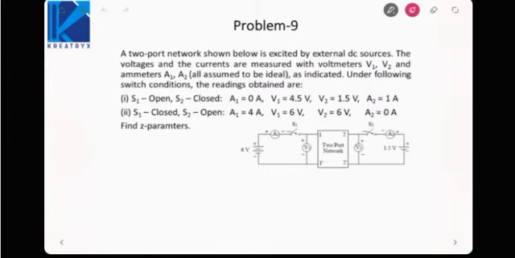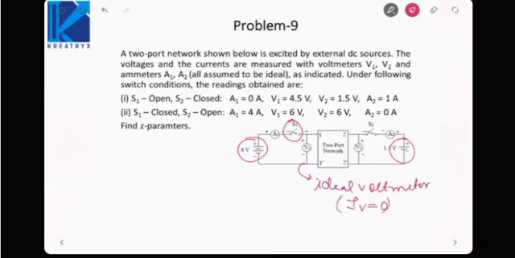In the next problem it is saying a two-port network is shown below, which is excited by external DC sources. That is 6 volt and 1.5 volt are my external DC sources. Now the voltages and currents are measured with voltmeters and ammeters. Now the switch conditions for which we have been given different readings. Now when S1 is open, assuming ideal voltmeter means current in voltmeter is 0. So if this port current is I1, then ammeter A1 measures I1. If this port current is I2, ammeter A2 measures I2.